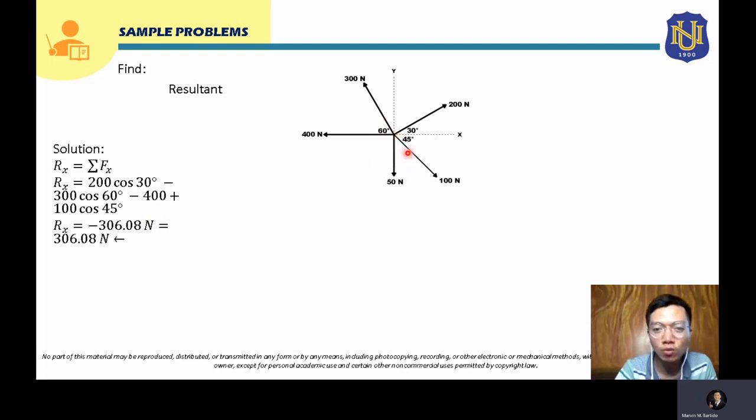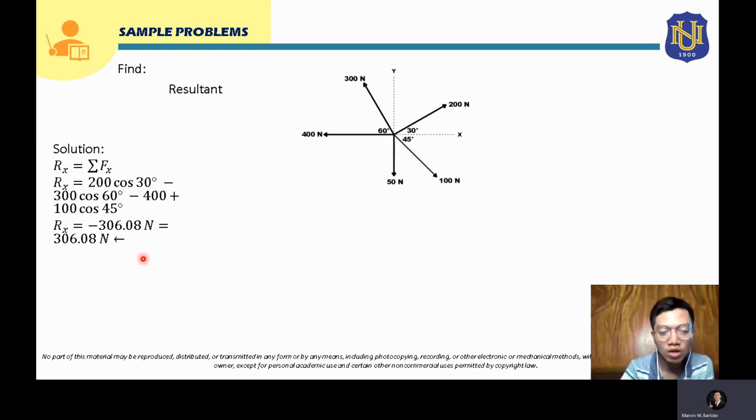Lastly, for your 100 Newton force, solving for the horizontal component of 100 Newton, that will just be 100 cosine 45 degrees, right? And since it is directed to the right, it will be positive. That's why it is positive 100 times cosine 45 degrees here. Now, solving for your Rx, inputting this in your calculator, this will be 200 cosine 30 minus 300 cosine 60 minus 400 plus 100 cosine 45. So the answer will be negative 306.08.